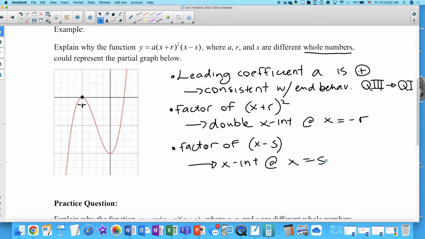Okay. I'll put positive and negative in there. And by the way, if you just say it's an x-intercept, we assume it's a single one. Okay? So if you want to write it's a single x-intercept, that's fine, but you don't have to explicitly say that. You only have to explicitly say if it's not single, if it's double or triple or whatever. Yes?